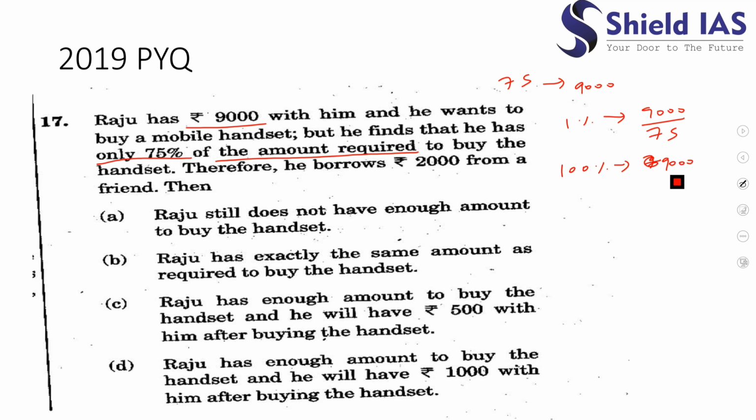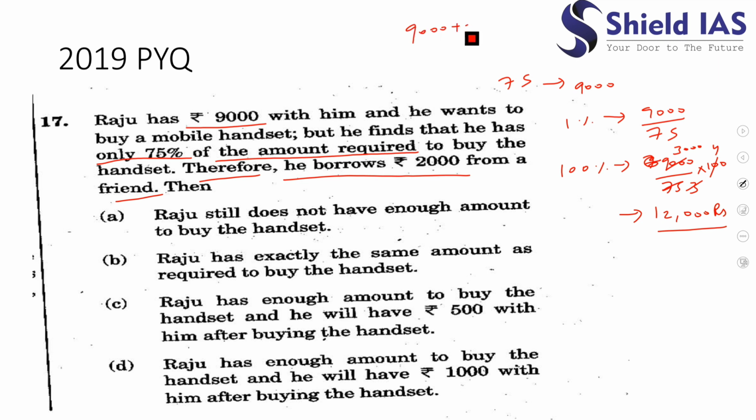It would be 9,000 divided by 75 into 100, which would be 12,000 rupees. Now let's see what the question is asking. He borrows 2000 from a friend. If he has 9000 and borrows 2000, he'll have 11,000 rupees. Will he still be able to buy? No, he'll be short by 1000 rupees.